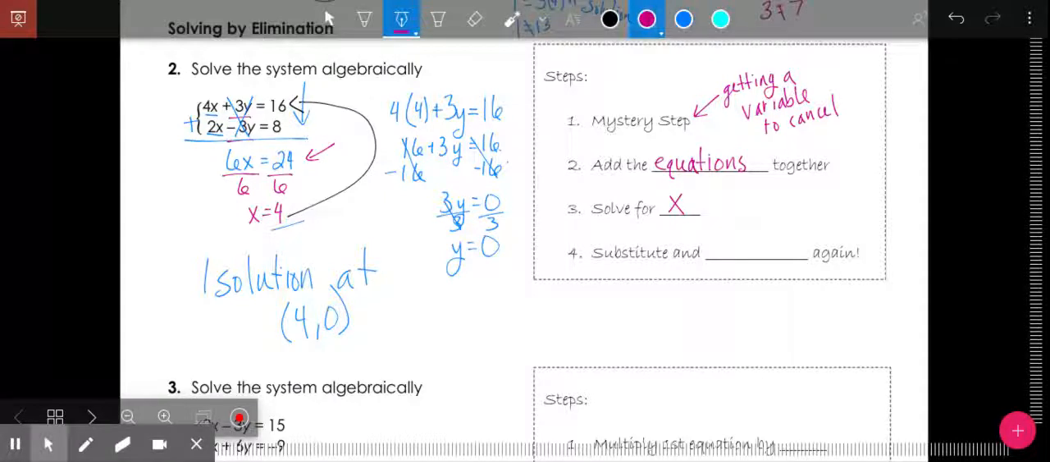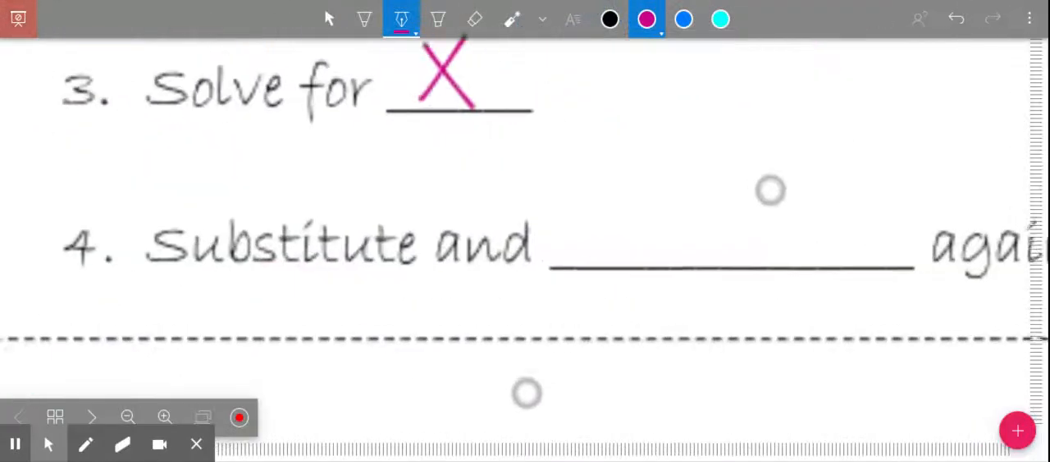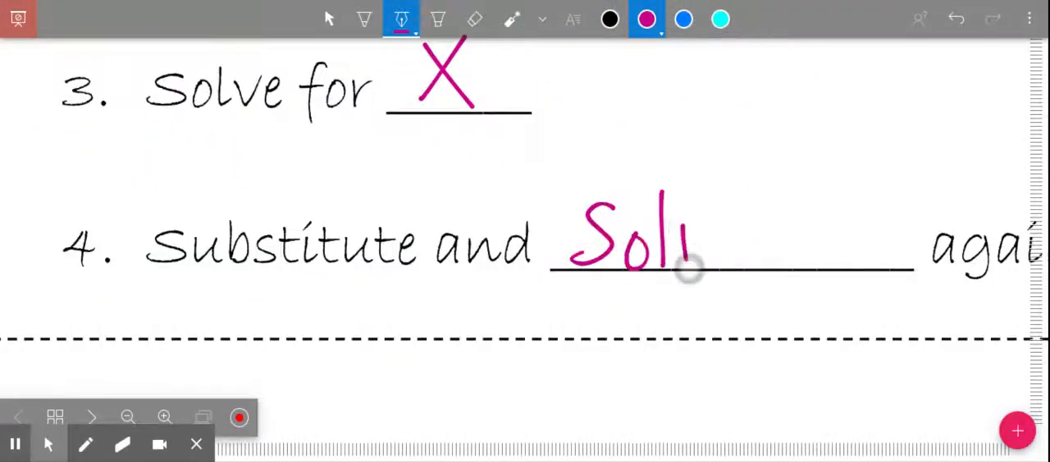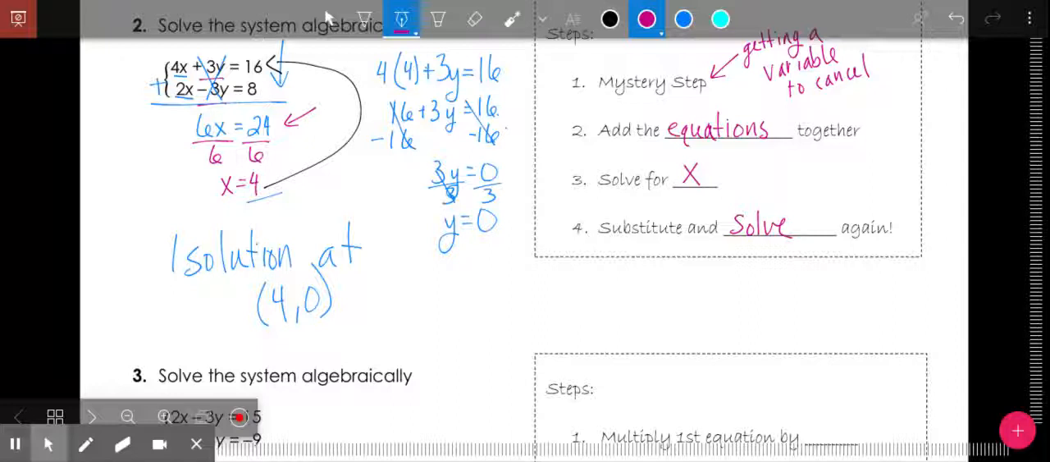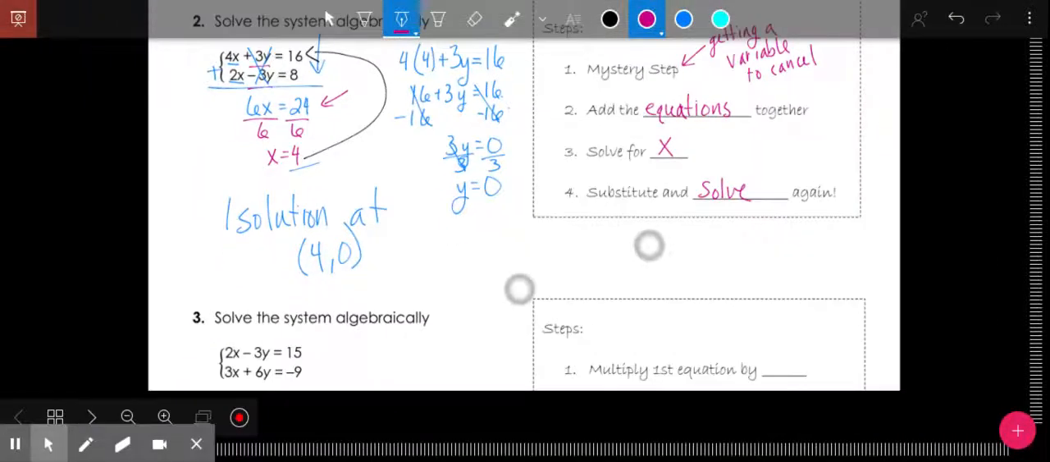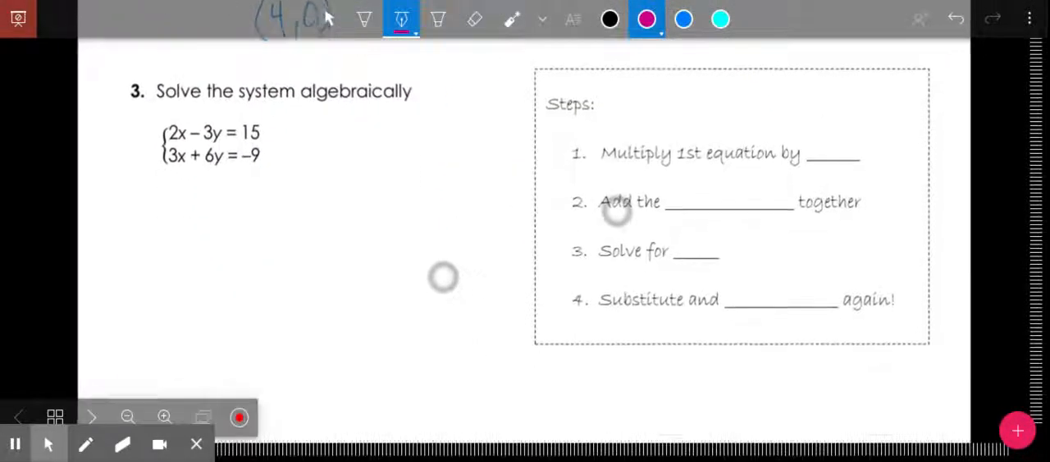So step number 4, what did we do in that step? Okay, well, we substituted, and then we solved again. And that time we solved for y. We got the y all by itself. All right, let's try and do the same thing with number 3.